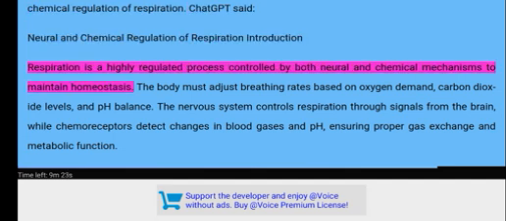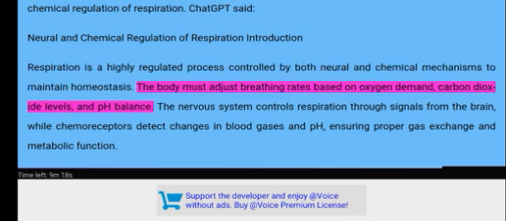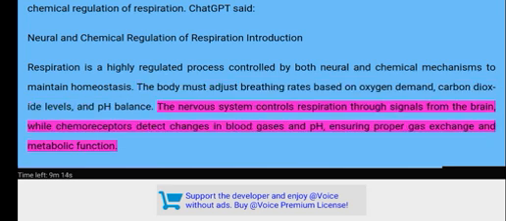Introduction. Respiration is a highly regulated process controlled by both neural and chemical mechanisms to maintain homeostasis. The body must adjust breathing rates based on oxygen demand, carbon dioxide levels, and pH balance. The nervous system controls respiration through signals from the brain, while chemoreceptors detect changes in blood gases and pH, ensuring proper gas exchange and metabolic function.